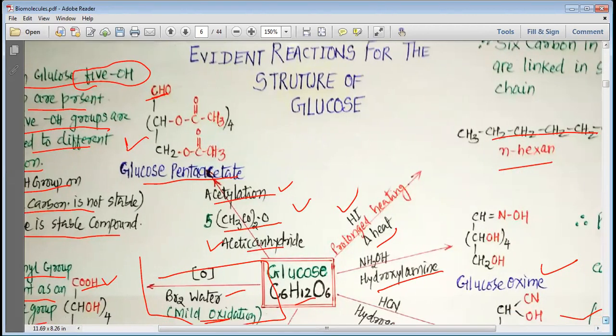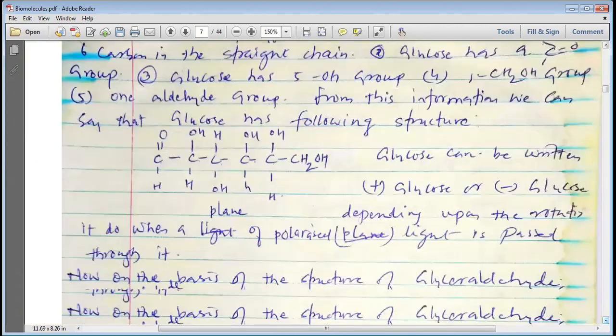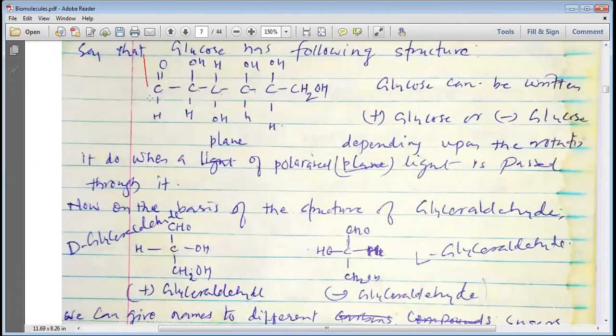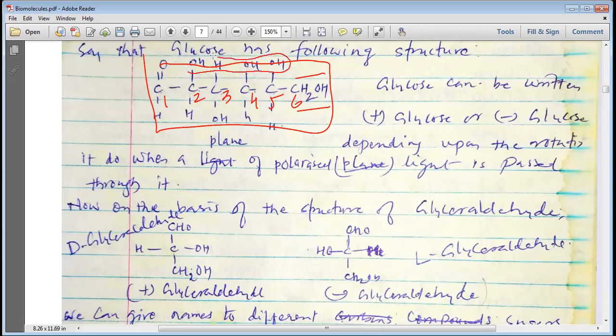Now, on the basis of all these reactions, we can find out that glucose has a structure in which the first carbon has got the aldehyde group, then second, third, fourth, fifth, and sixth carbon. The sixth carbon has got a primary alcohol CH2OH group. On the second carbon, the fourth carbon, and the fifth carbon, the OH groups present are on the same side, but on the third carbon, the OH group is present on the opposite side.